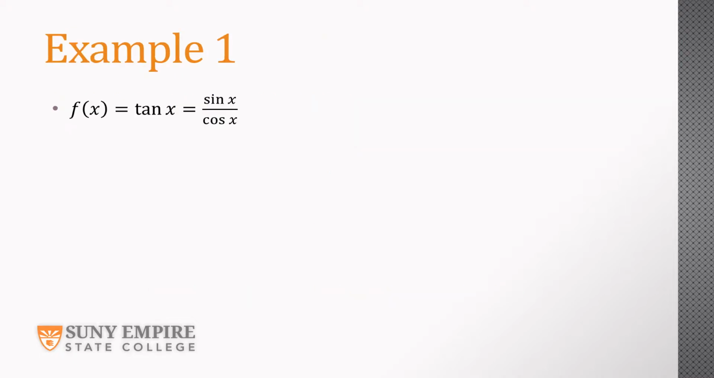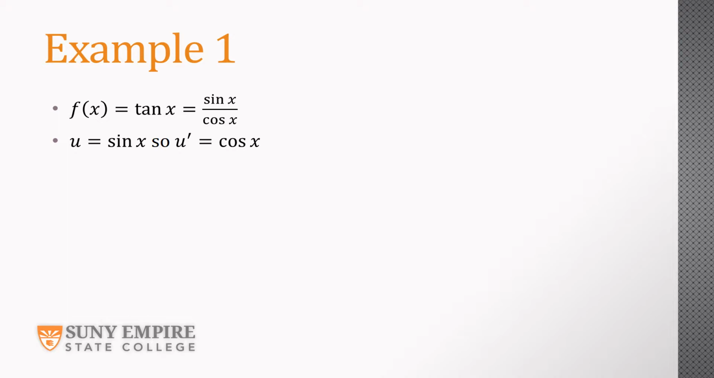Recall that in the resource on finding the derivatives for trigonometric functions, we said that we did not have sufficient information to find the derivative for tangent. Well, now we do. Consider the function f of x equal to the tangent of x. Another way to describe tangent is to consider it as sine over cosine. So we will use the quotient rule to find the derivative.